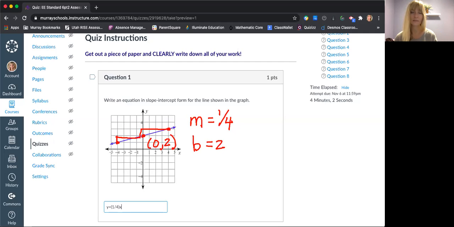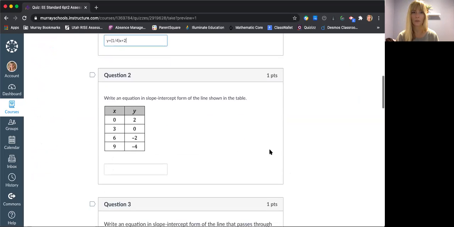Don't forget the x. If you got it wrong, look at what you typed in. Did you get it wrong because you forgot the x? Remember the x. It's a very important part. And then it's a positive y-intercept, so we type +2. Okay, number 2. You got all that? Because I'm going to clear all that away. Here we go, number 2.